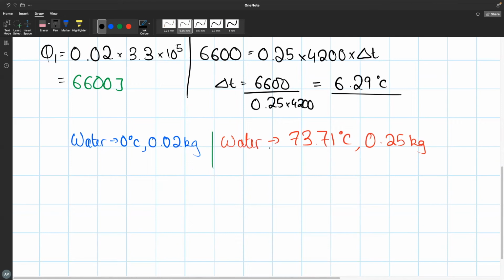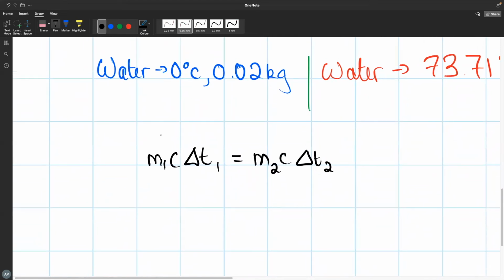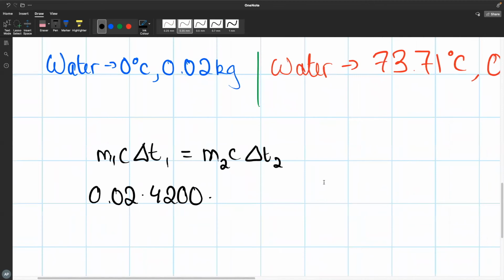So now we know that both of the substances are water, so they have the same specific heat capacity, and they're going to reach the same temperature. So to figure this out, we're going to equate both sides. So we have m1cΔT1 equal to m2cΔT2. On this side, we have the mass 0.02 times c, which is 4,200. And now here, we don't know what the temperature changes. We're trying to figure that out.